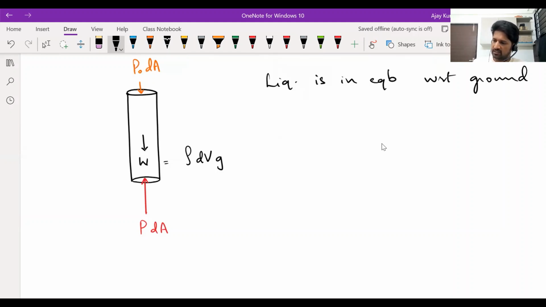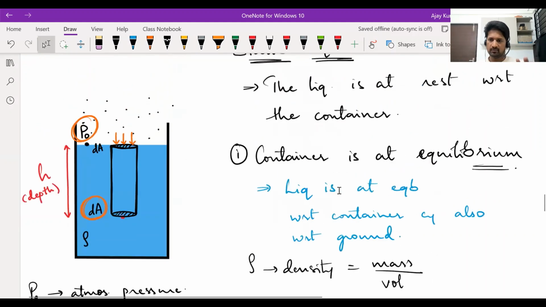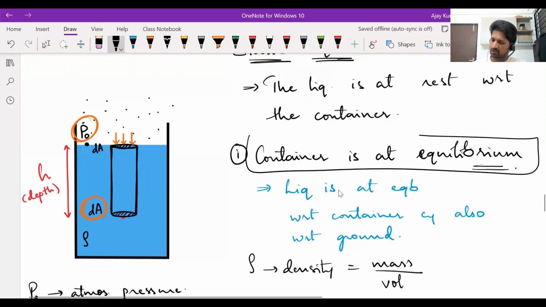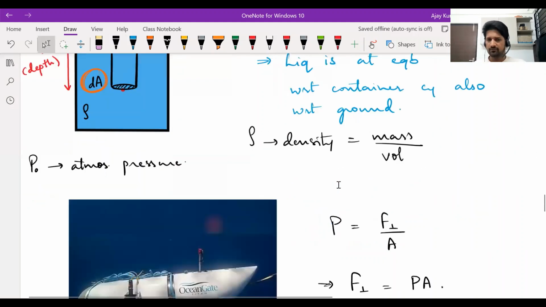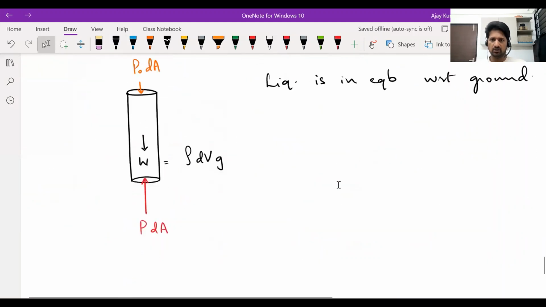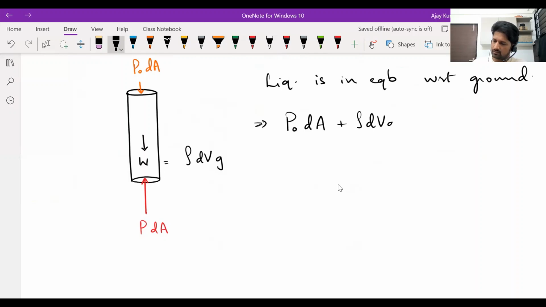See, with respect to the container, it is anyway in equilibrium. Static liquid we are considering. The container itself was assumed to be non-accelerated. Okay. Container itself is at equilibrium, non-accelerated. Therefore, the entire liquid is in equilibrium with respect to ground. So, these forces must balance. So, the sum of downward forces should be equal to the sum of upward forces acting on it. This will help us derive an expression for pressure P.